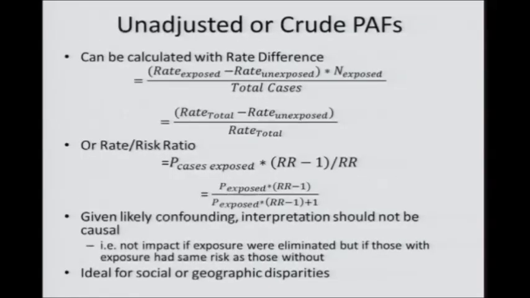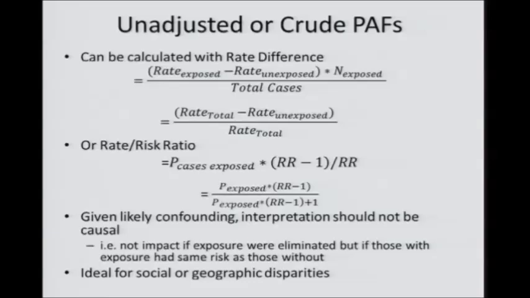So for an unadjusted or crude PAF, that can be calculated with the rate difference. So the excess cases, the rate difference times the number exposed over total cases in the population, or it can be calculated by looking at the rate in the total population, subtracting the rate in the unexposed, so what would happen if no one had that exposure, divided by the total rate.